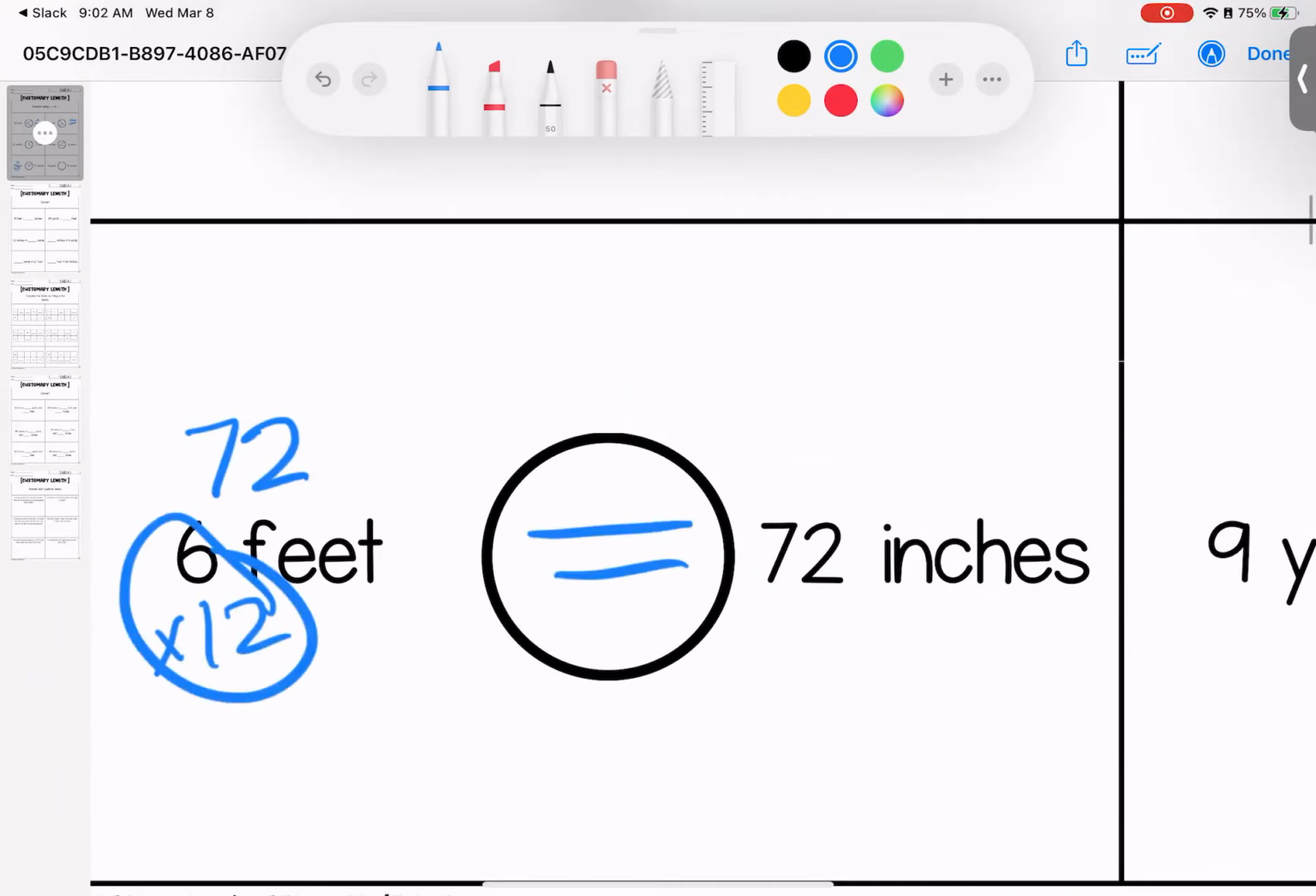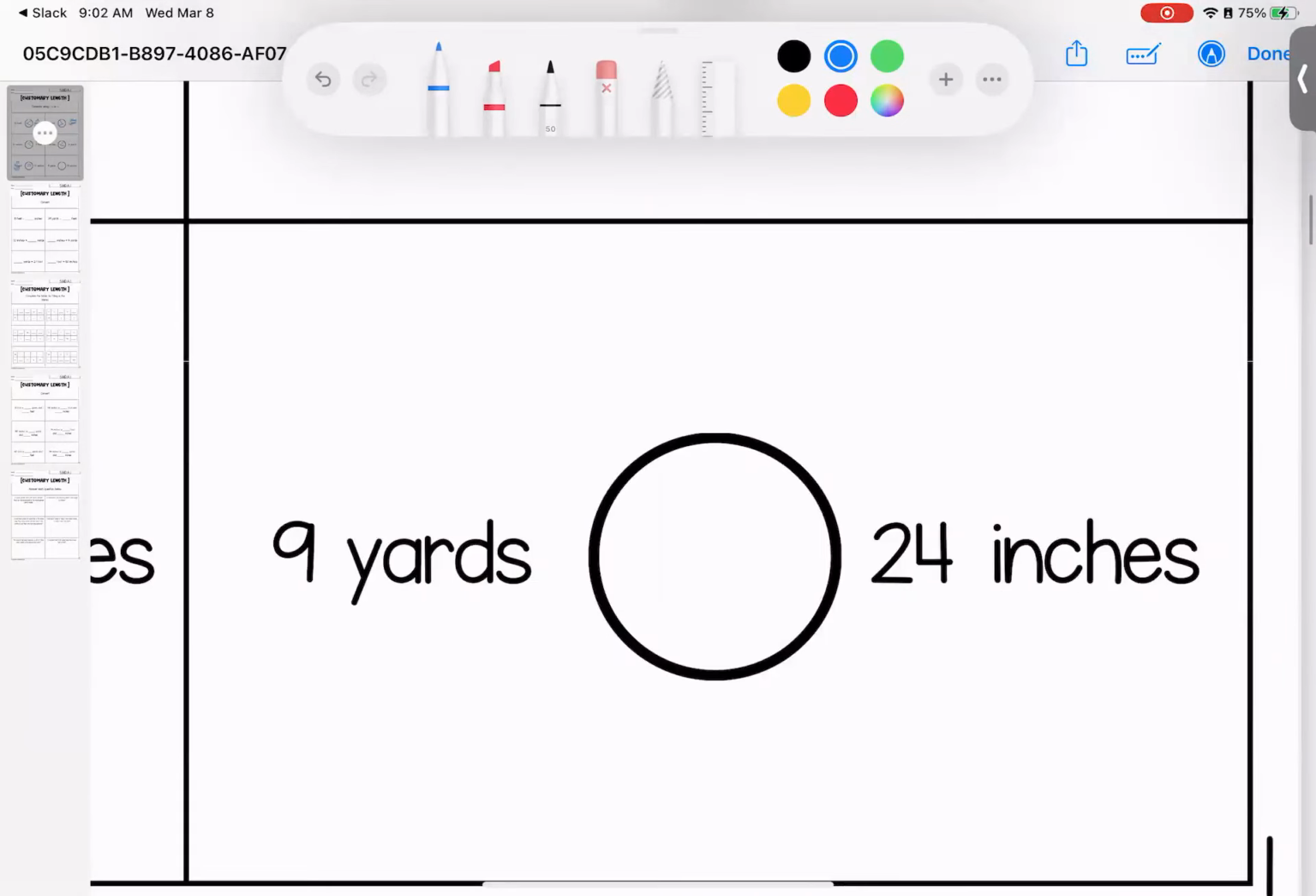These would actually be the same because if I do 6 times 12, I also get 72. These are equivalent. And 24 inches versus 9 yards. There's 3 feet in a yard. There's 12 inches in a foot. 9 yards is going to be bigger.